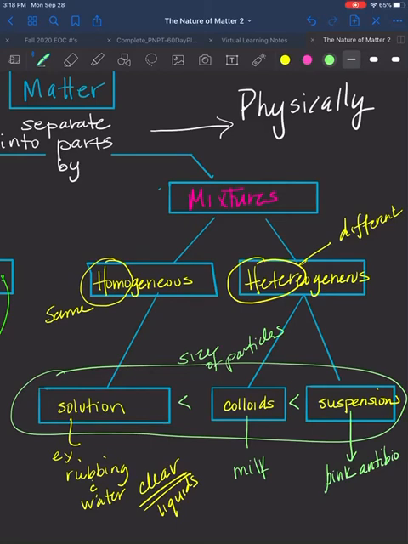So two general types of mixtures: homogeneous, which look all the same all the way through. You don't see the different parts that make it up. We also refer to those as solutions. Or we have heterogeneous mixtures that can be colloids or suspensions. And the difference between colloids and suspensions is whether the pieces will stay suspended or if they're going to fall out.